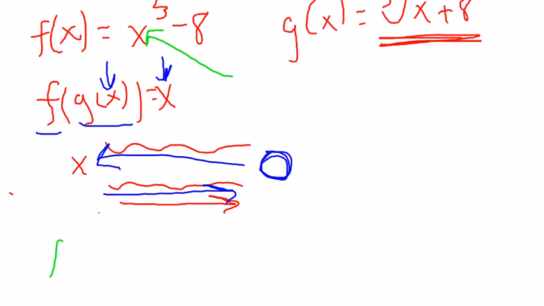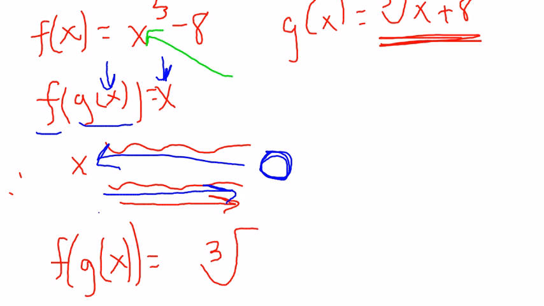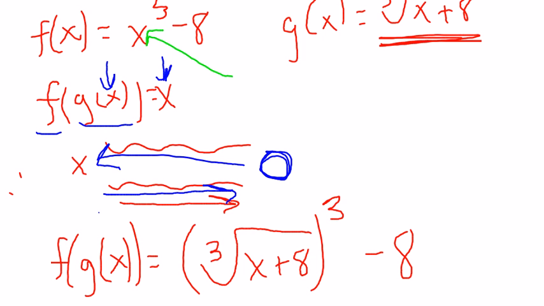So f of g of x is equal to, plug in the cube root piece for x there. So I get the cube root of x plus 8, and now I'm plugging into f. So this is the first operation of f, which is to cube, and then I've got a minus 8.